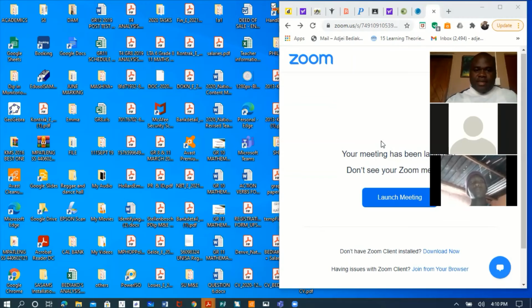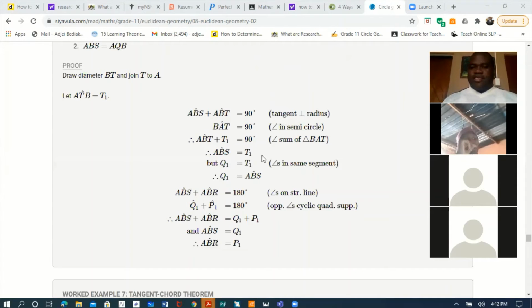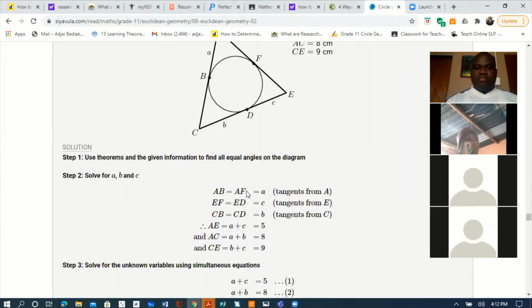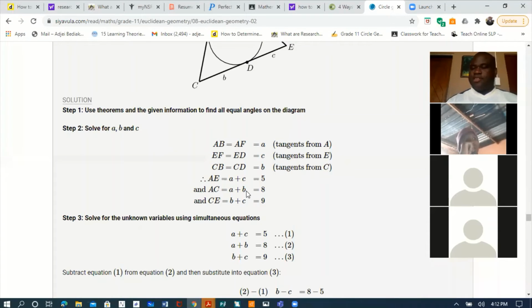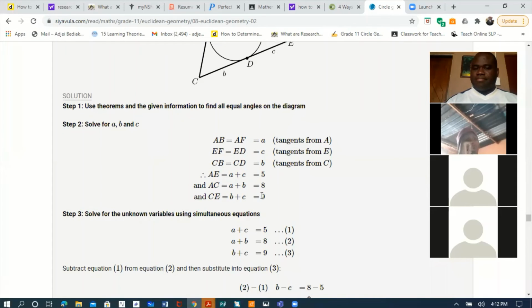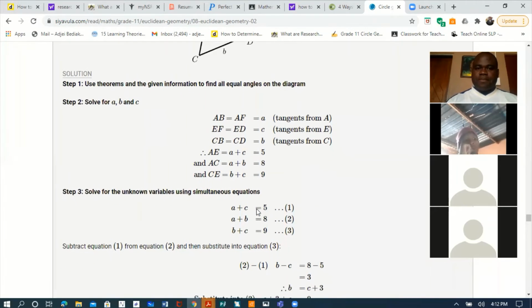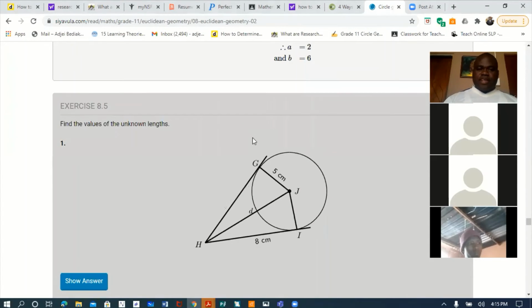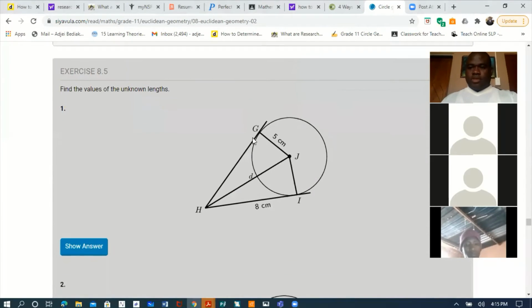We are going to start right away. Welcome to today's session. You remember the last time we met, we were discussing this particular question, where we were looking at how to find the values of A, B, and C. And I believe from the discussions, everyone was okay, including the simultaneous equations that we did, right? We also did exercise 8.5, question 1, right?